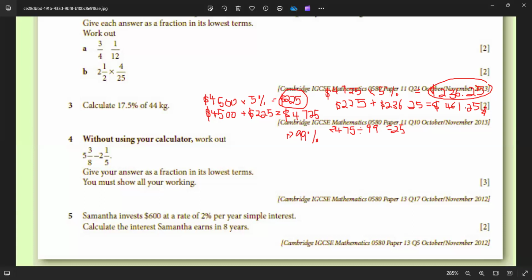Then the original amount of her stamps would be 2,475 plus 25, which is 2,500.